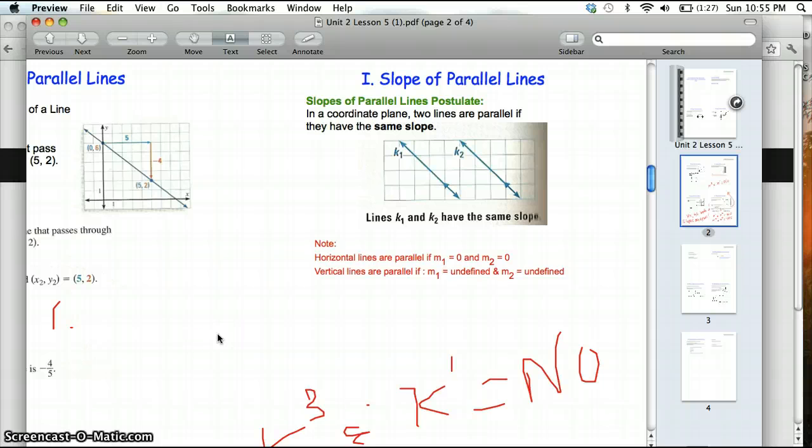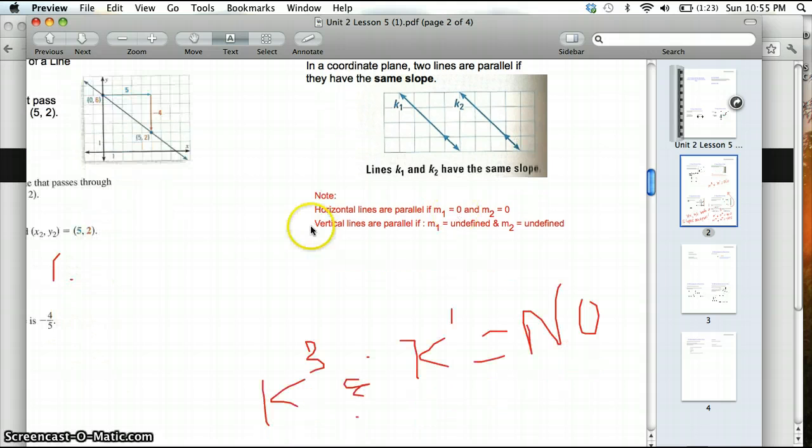So we know how to find the slope of a line. Now let's figure out how we use that to find the slope of two lines and then figure out if those two lines are parallel. So here we go. It says in a coordinate plane, two lines are parallel if they have the same slope. So if the slopes of these two lines, k1 and k2, are the same, that means those lines are parallel. Horizontal lines are parallel if both slopes are equal to 0. So m1 is 0 and m2 is 0.